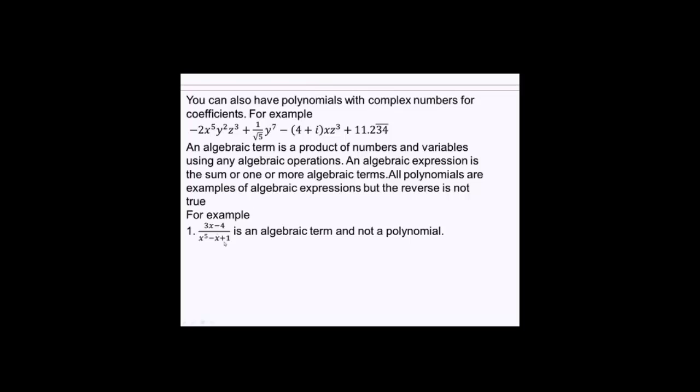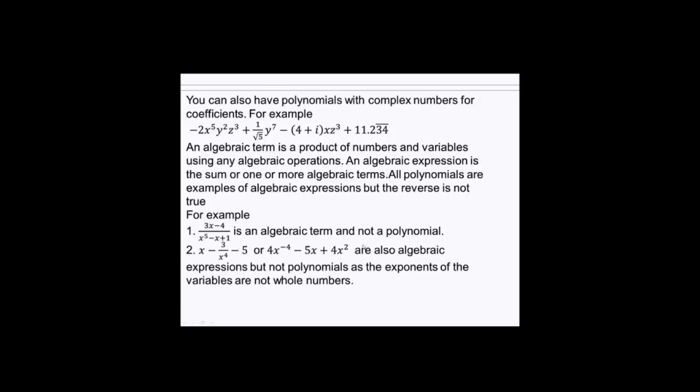For example, here there are two polynomials and you have a rational term. Rational means numerator, denominator. So here we have an algebraic term that's not a polynomial. Here's another example of algebraic expressions that are not polynomials.